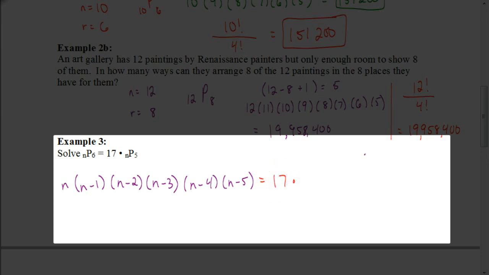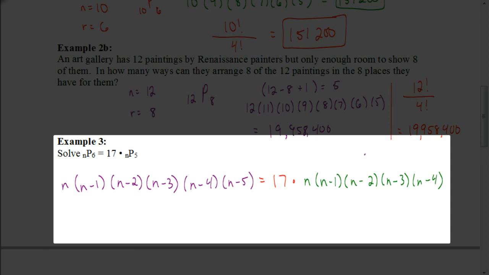Now we're going to simplify the right side. So we're going to have 17 times n permutation 5, so it's going to be n times n minus 1, times n minus 2 times n minus 3. In this case here, I'm going to end at n minus 4.